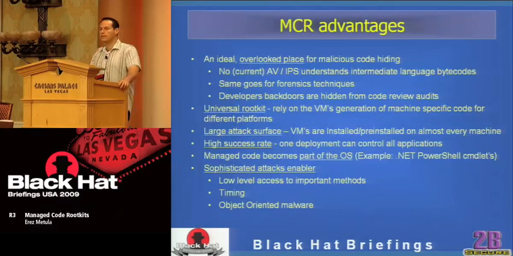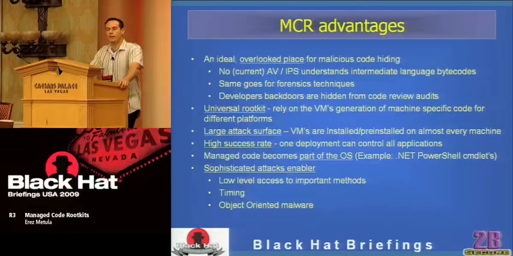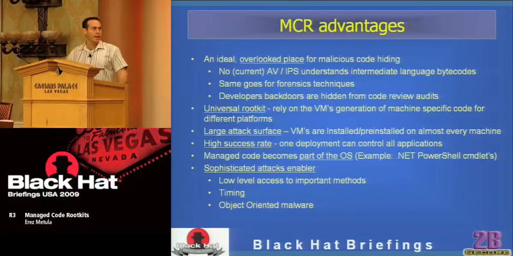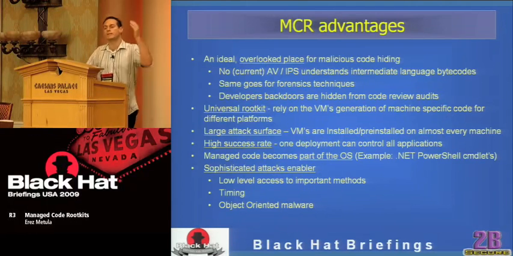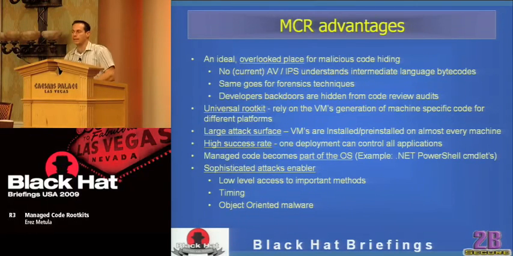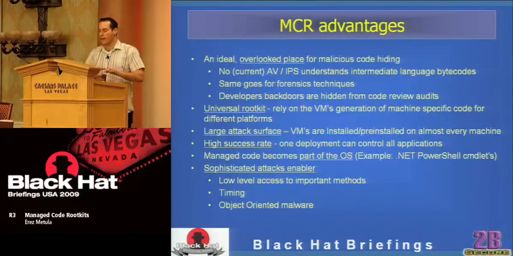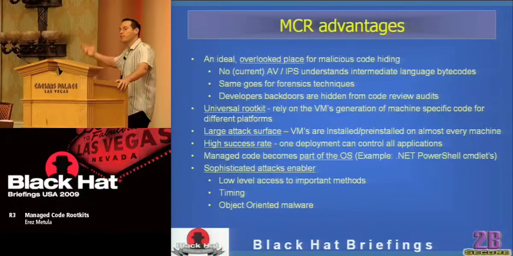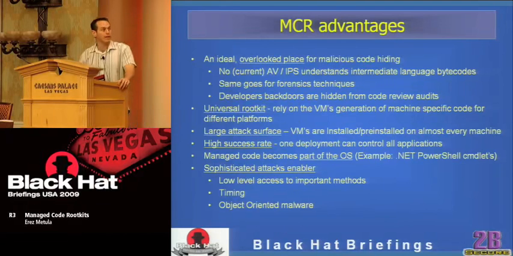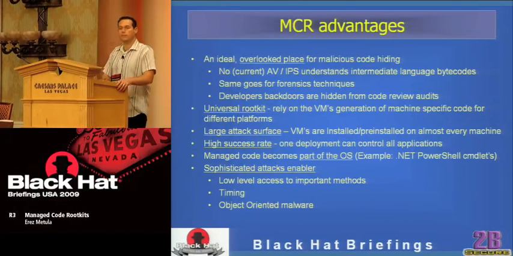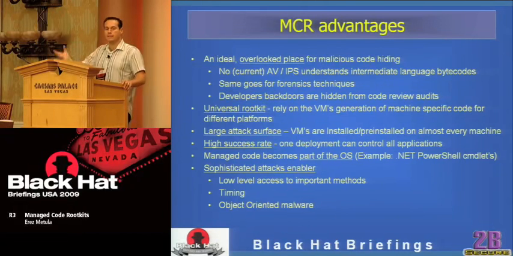The advantages of MCRs: basically, this is an ideal overlooked place for attackers to hide their code. One thing is that no current antiviruses, no current host-based intrusion prevention systems understand higher-level intermediate language. They don't know what shellcode looks like in intermediate language. They must run it or pass it and evaluate it in order to know that. The same goes for forensics. Forensics today do not check inside virtual machines, and this is the place that they should check.